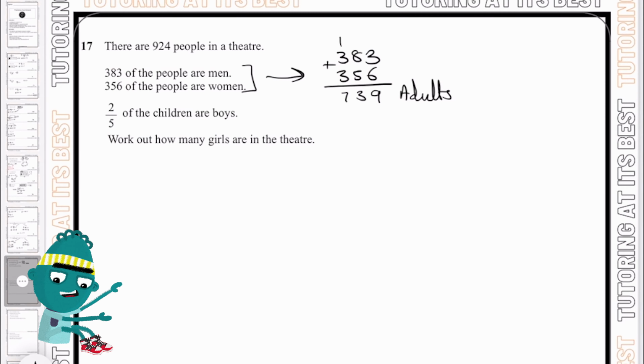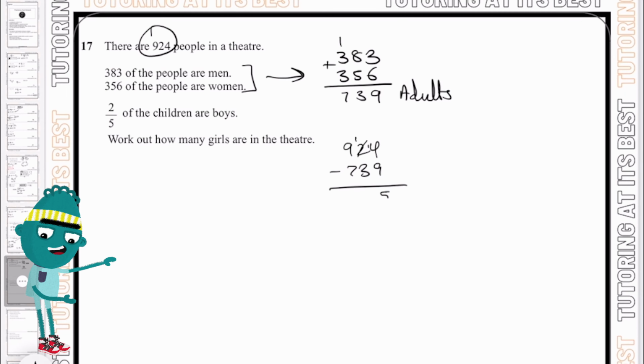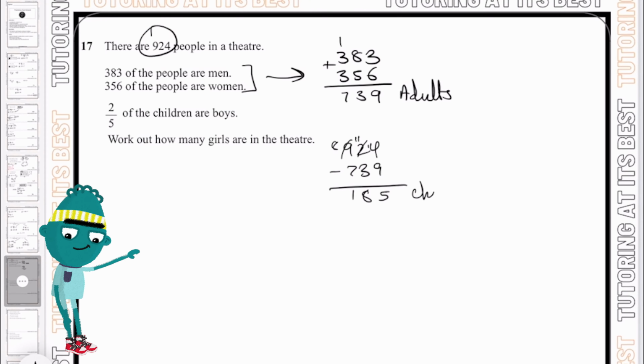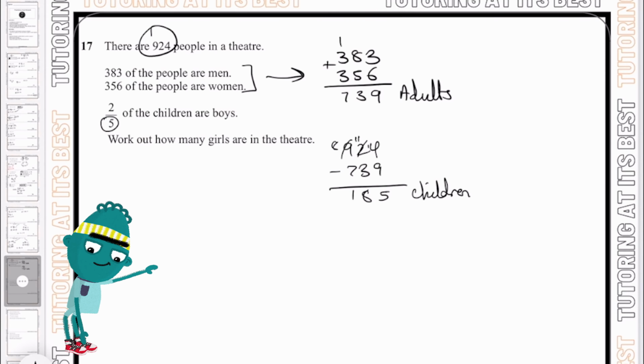So I'll take my total value, which is 924, and I'll subtract 739. So again, we can't do 4 take away 9, so I'll borrow from the 2. So now that becomes 14. So I'll have 14 take away 9, which gives us 5. And then again, we have to borrow because 1 cannot take away 3, so that 9 becomes an 8, and we now have 11. So 11 take away 3 gives us 8, and 8 take away 7 gives us 1. So we now have 185 children. And now out of those children, we know the total is 5, as that is our denominator.